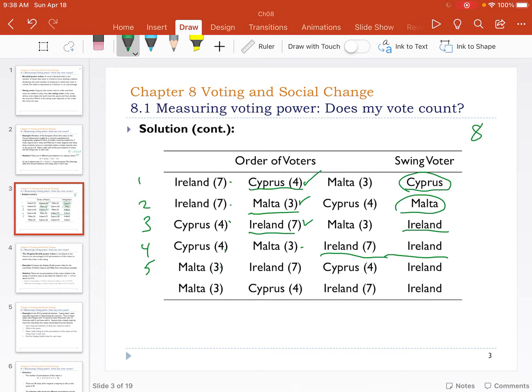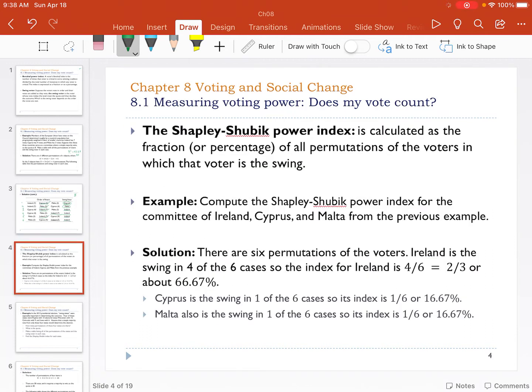as your swing voter. In the fifth case, Malta doesn't do it, but 3 plus 7 does, and so Ireland again, the second vote, is the swing vote. And in the last and sixth case, you've got 3 plus 4 is 7. That's not enough. You have to go all the way to the end. Once again, Ireland takes over. So you see a lot of Irelands there, and that has a lot to do with measuring the index.